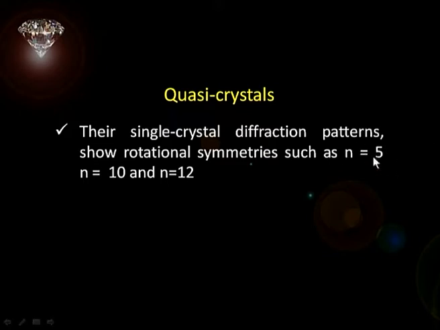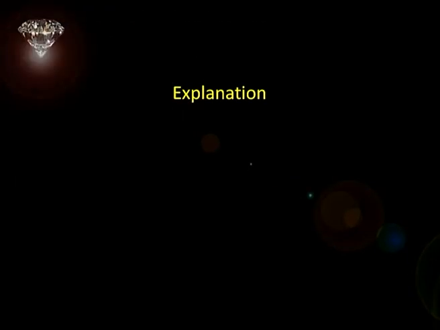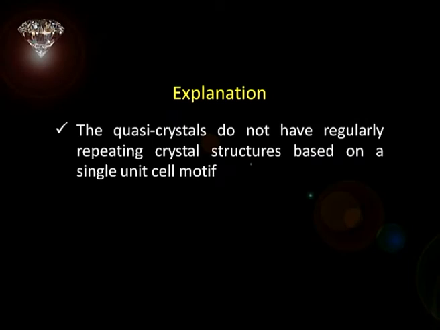We know that n equal to 5 is not possible, we just talked about it, but then how is it that they could get it? Actually, as I just said, it seems that it violates the rules of rotational symmetries which are allowed for crystal lattices. What they observed can be explained as follows: quasi crystals actually do not have a regularly repeating crystal structure based on a single motif, because we know that in crystals we have unit cells which repeat in all 3 dimensions.